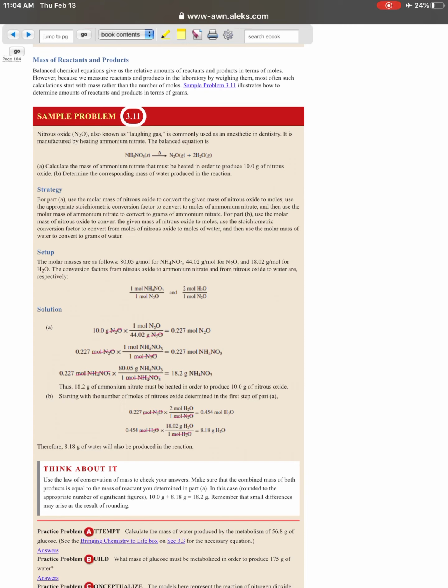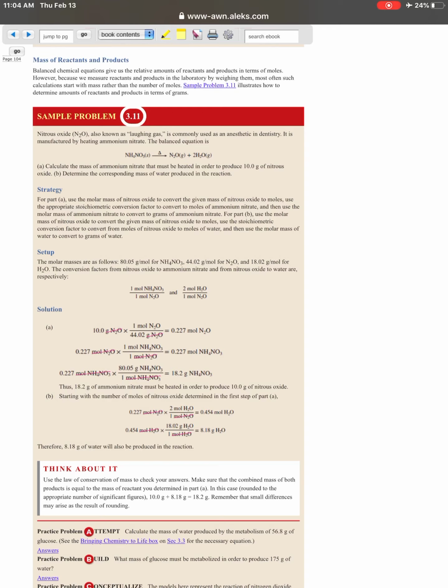Okay, so in this example, what we're going to do is combine the calculations we learned back in 3.4. If I gave you the mass of something, you could convert it into moles by using its molar mass. If you had the moles of something, you could convert that into the mass by using its molar mass. We're doing that here, even though it doesn't tell you to do that yet, and we're using the mole ratio that we just learned in the previous example, 3.10.